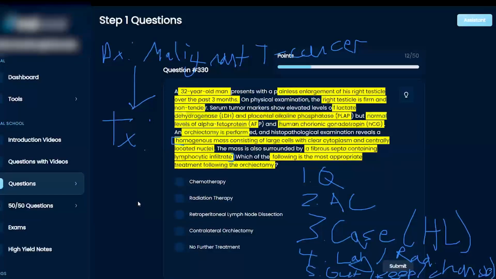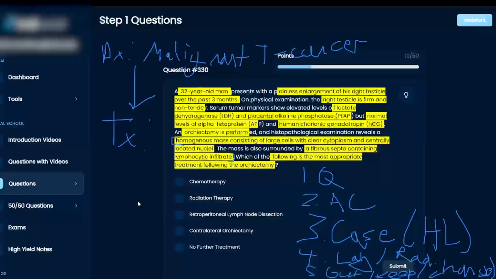So my thing is, okay, what can I use from the question? Is this malignant, benign? Okay, figure out which one I want to do. In my mind, it seems more malignant because of the symptoms: painless enlargement of the right testicle. It's firm, non-tender, has all these hormones that it's secreting. The pathology I don't know.